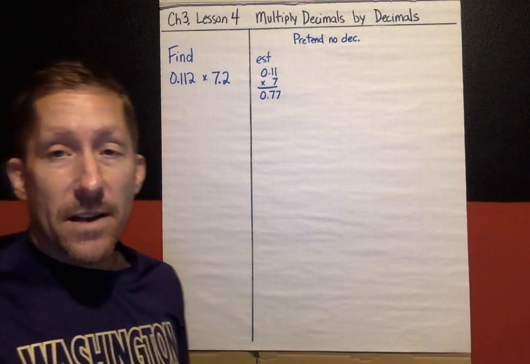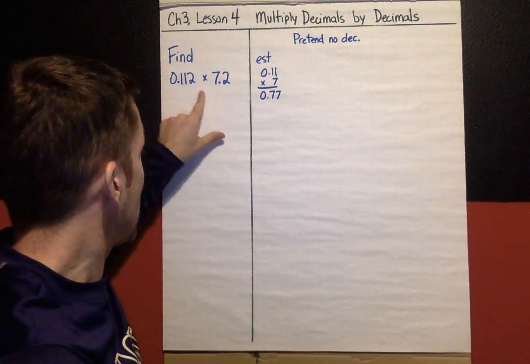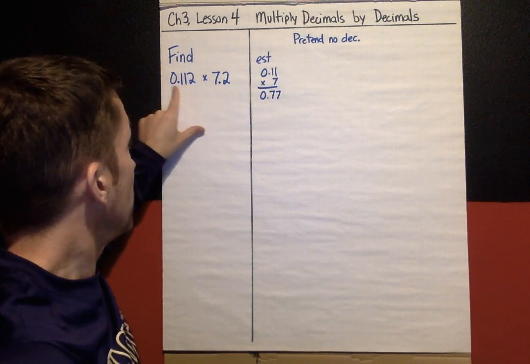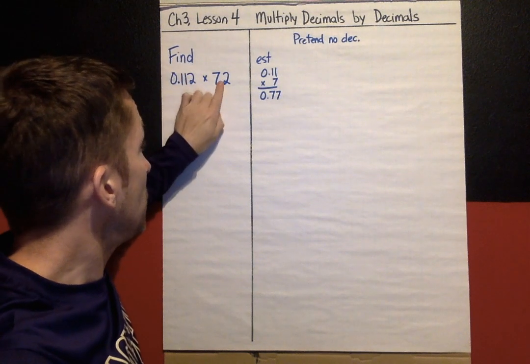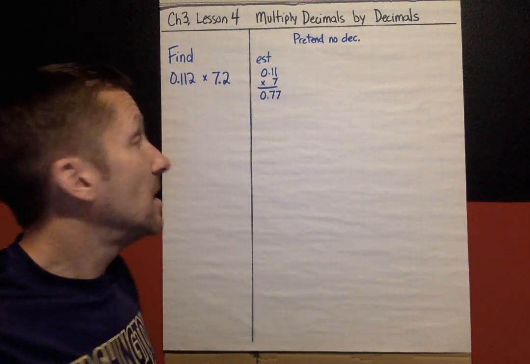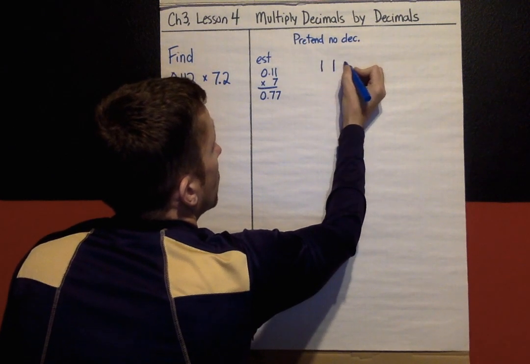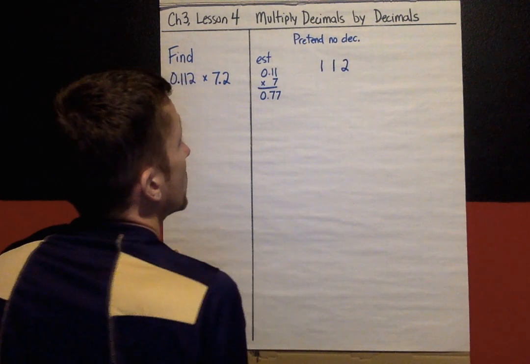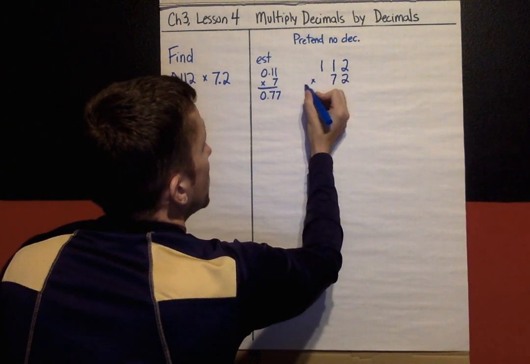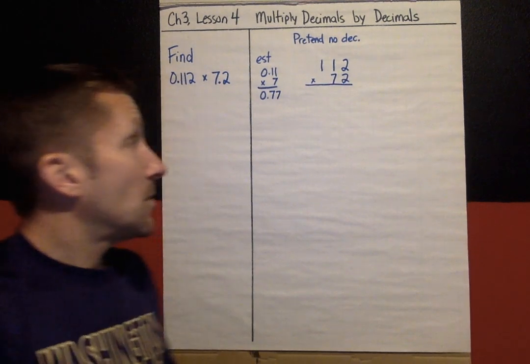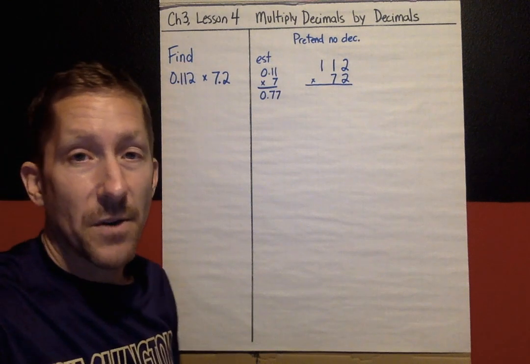Okay, and I want the longer number on top when I'm setting up to multiply. So 0.112, I'm going to pretend that that's 112. 7.2, I'm pretending that that's a 72. So I'm going to set it up. It looks like this: 1, 1, 2, the longer number on top, times 72. So I'm going to long multiply 112 times 72.